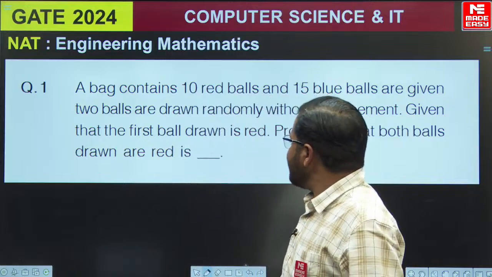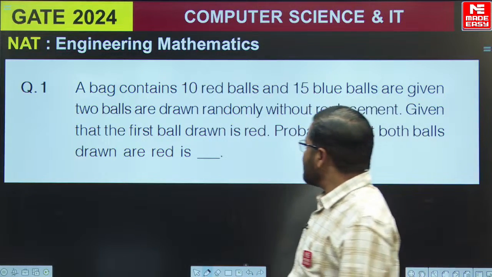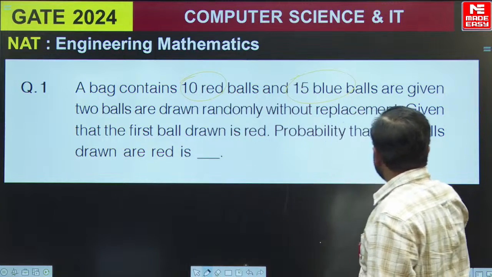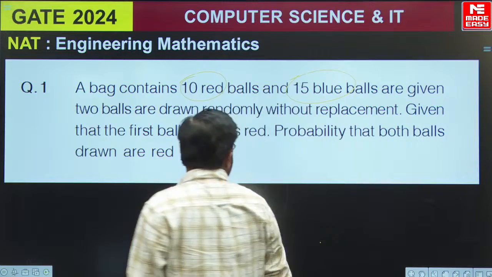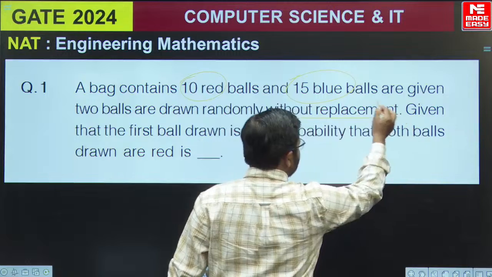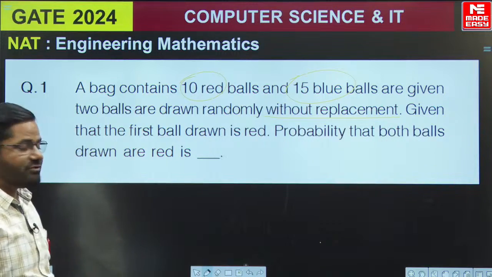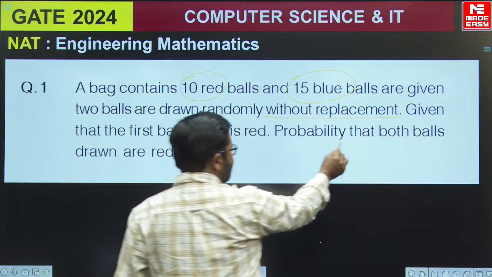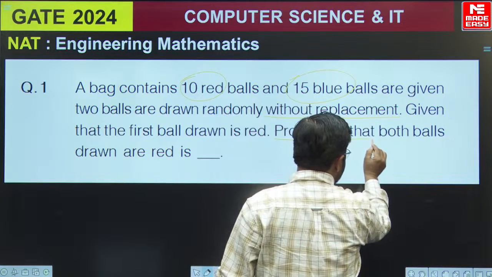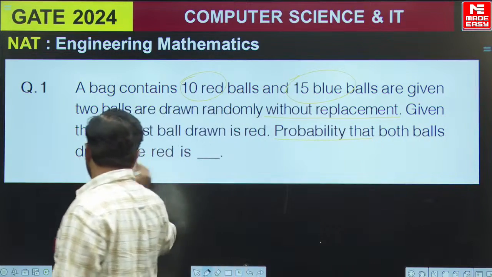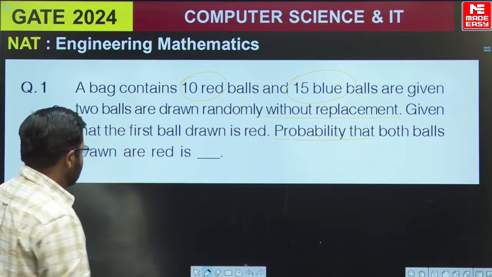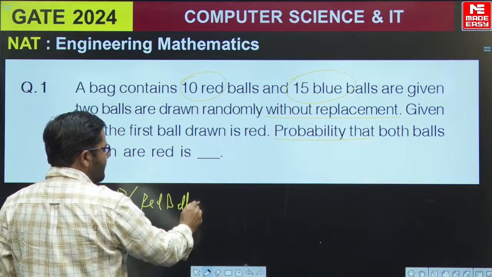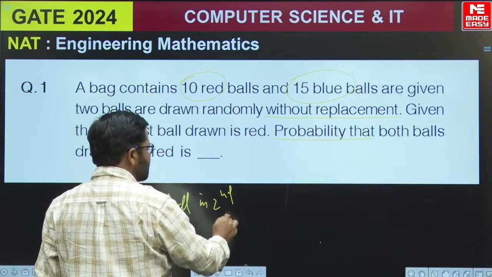The first question is based on probability. There are 10 red balls and 15 blue balls. 2 balls are drawn randomly without replacement. It is mentioned in the question that balls are drawn one by one without replacement. Given that the first ball drawn is red, find the probability that both the balls drawn are red. The events are independent, so directly you can find the probability of drawing a red ball in the second draw.